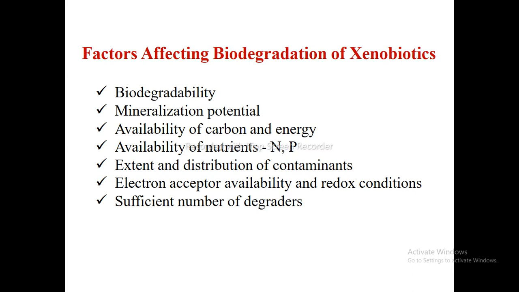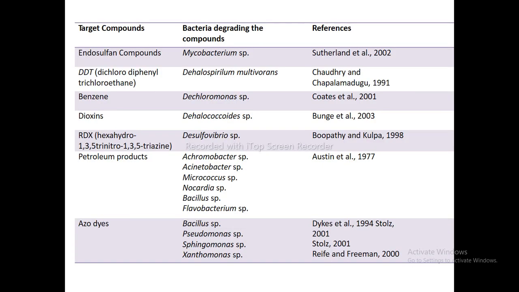Then sufficient number of degraders should also be there in non-sterile environmental conditions. Either we can exogenously add these degraders, or if they are naturally present, then the sufficient number of degraders should be there. So all these parameters affect degradation of xenobiotic compounds.